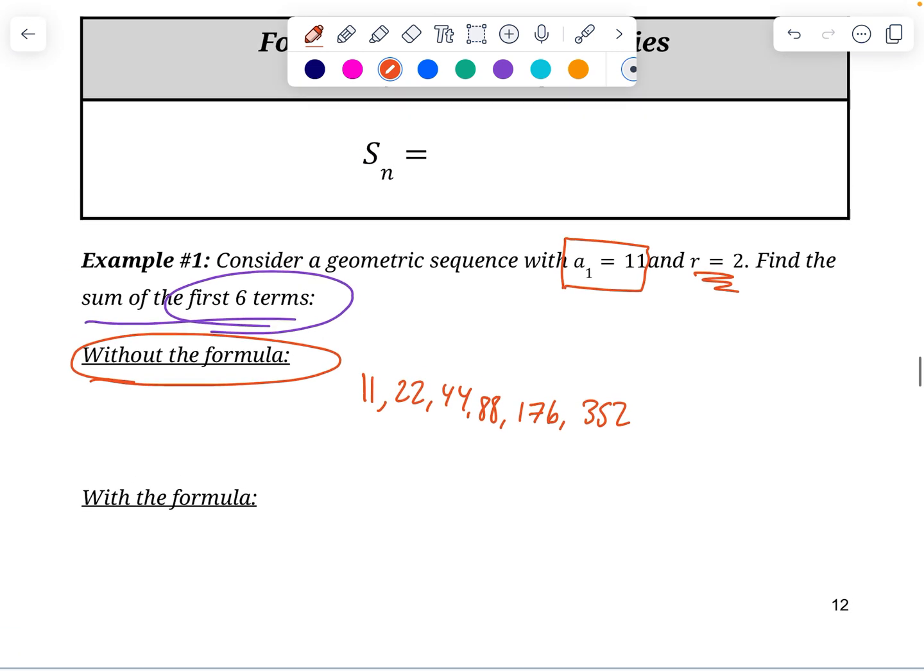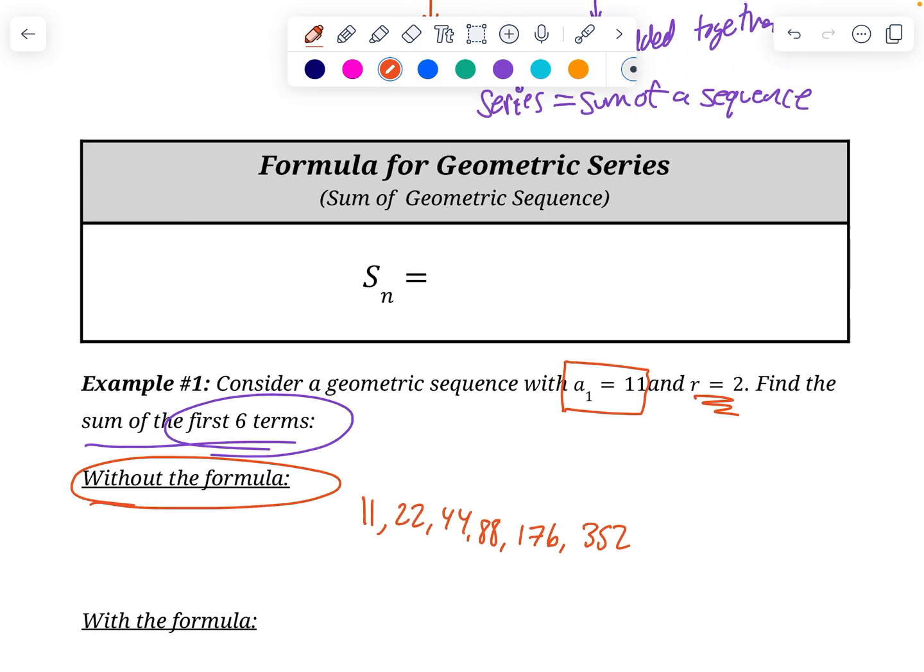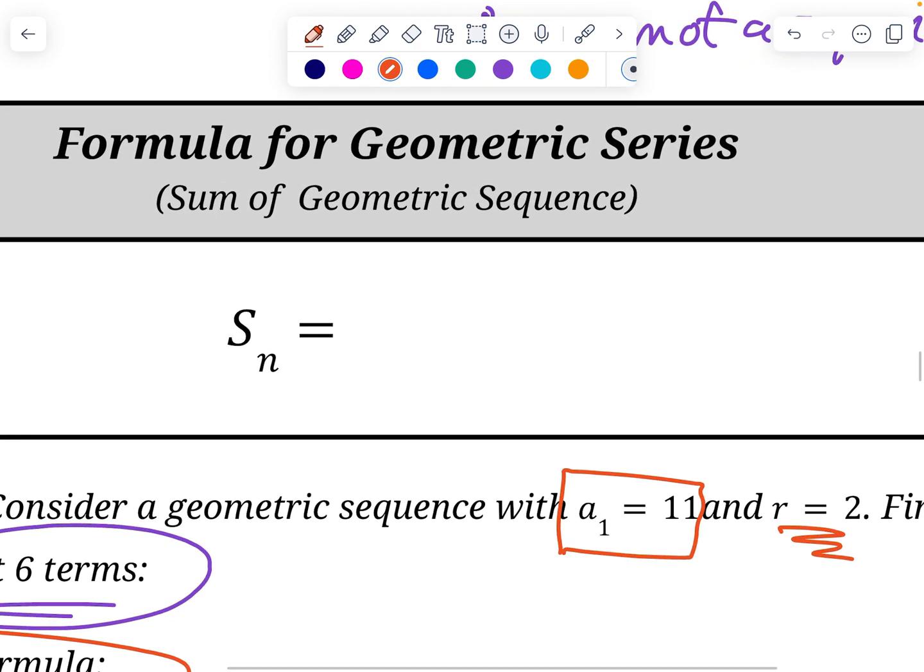There is a formula for the sum of a geometric series, which is the sum of a geometric sequence. And you can kind of guess the components. If I'm saying add up a bunch of numbers, well, first I have to tell you how many numbers I want you to add up. So n is going to be the number of terms. You have to tell the person how many terms you want to add up.